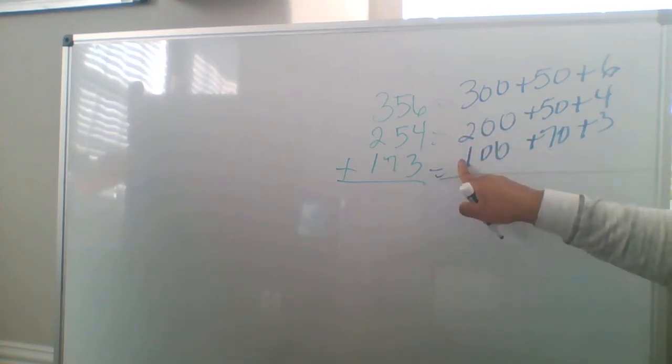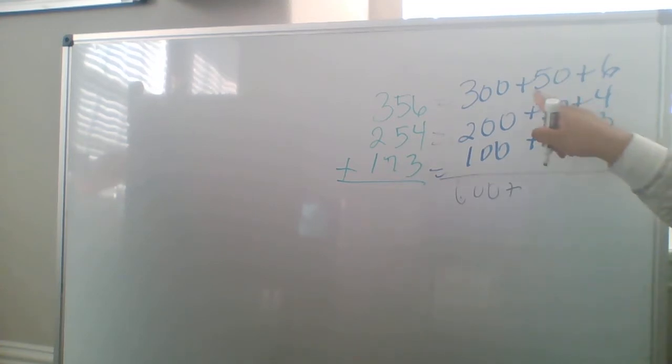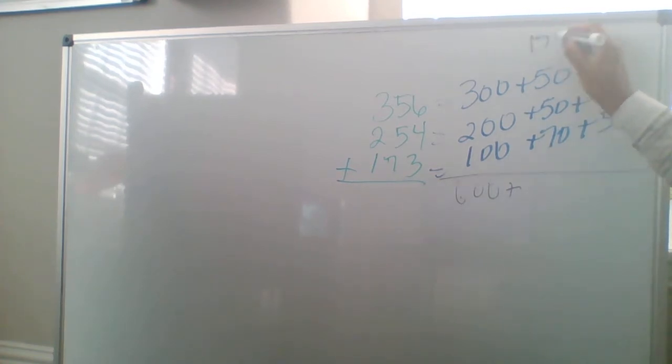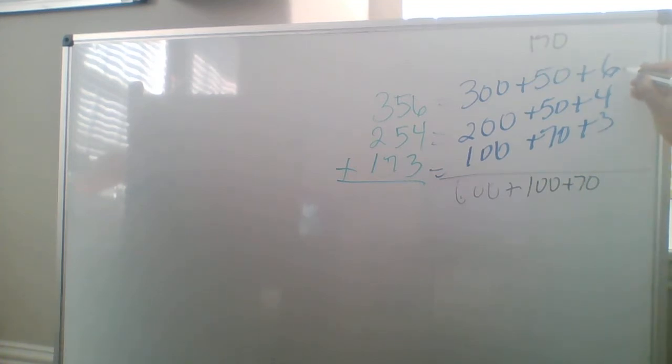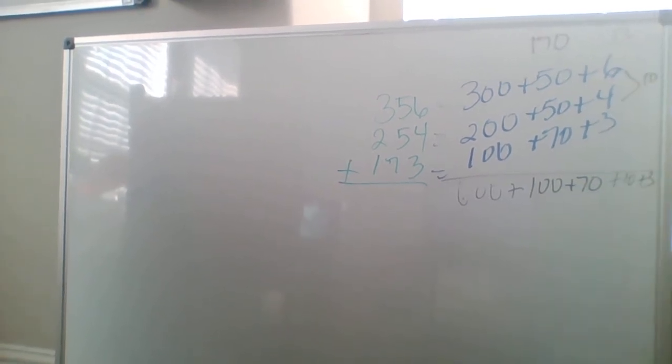300 plus 200 plus 100 is 600. Watch what happens here. 50 plus 50 is 100. 100 plus 70 is 170, right? But the 170 in expanded form is written as what? 100 plus 70. Now let's go to our ones place. 6 plus 4 is 10. 10 plus 3 is 13, right? So how do we write 13? 1 is in the tens place and 3 is in the ones place.